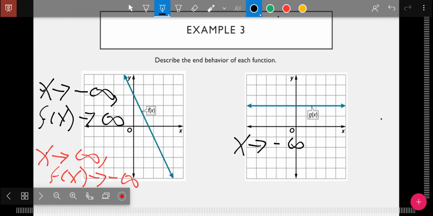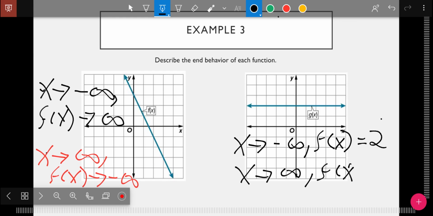All right, let's look at the one on the right. G of x, as it goes left, as x goes to the left, f of x is at 2. It just stays 2 the whole time. As it goes right, f of x just stays 2. It's just a constant the whole time. So as it goes left and right, it just stayed 2.